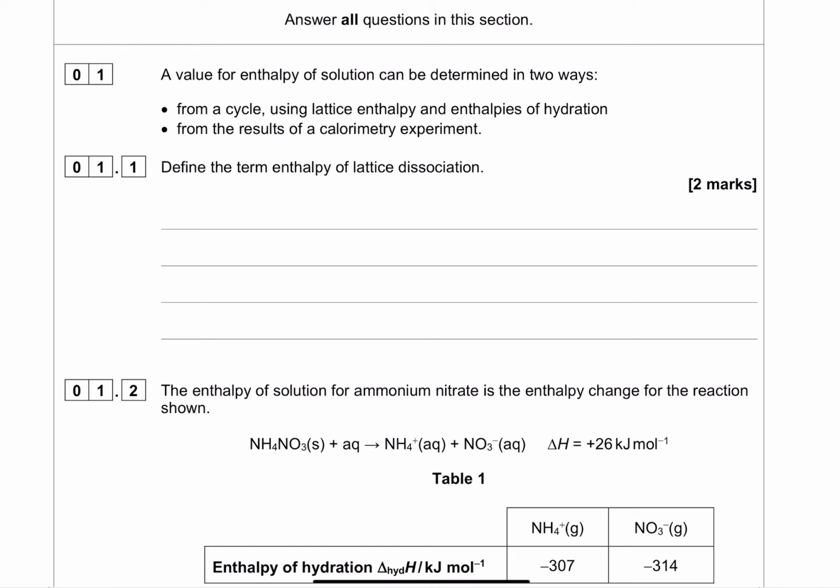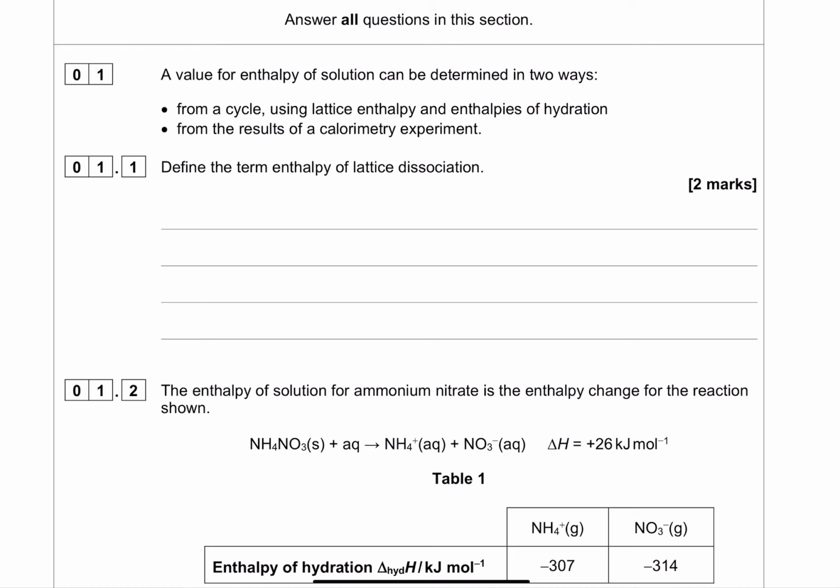So what we're trying to do here is take an ionic lattice, for example sodium chloride, that is in the solid state and completely overcome any forces of attraction that hold it together. So we're going to turn it into the ions that are in the lattice, but we're going to overcome all the forces, and so they're going to become gaseous ions.